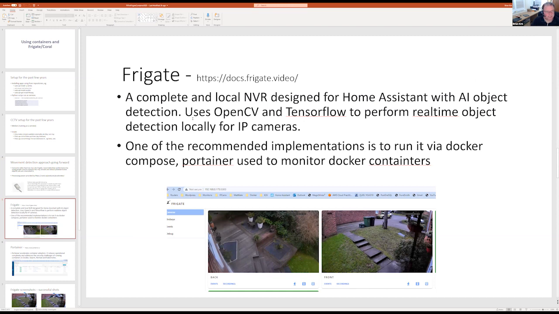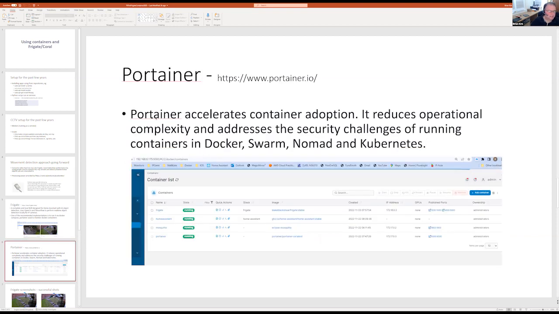And then Portainer can be used to monitor the Docker containers. Just having a look at Portainer, if you're getting into containers, it's a very good way of monitoring the containers. Let me just put it over to my other screen here. Hopefully I don't lose this all.